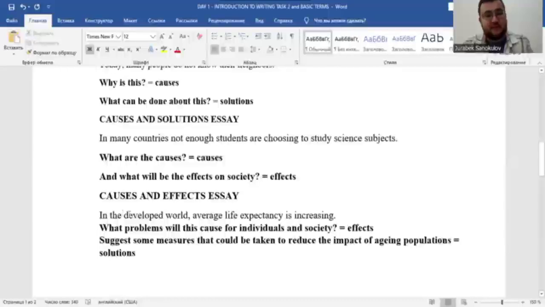And the next one: in the developed world, average life expectancy is increasing. What problems will this cause for individuals and society? So it's asking the effects.